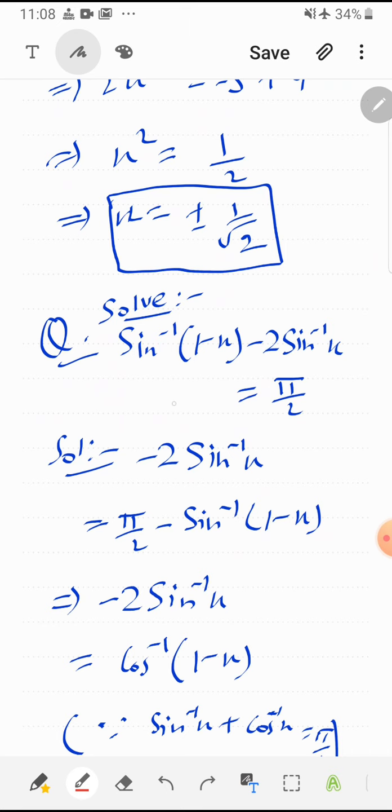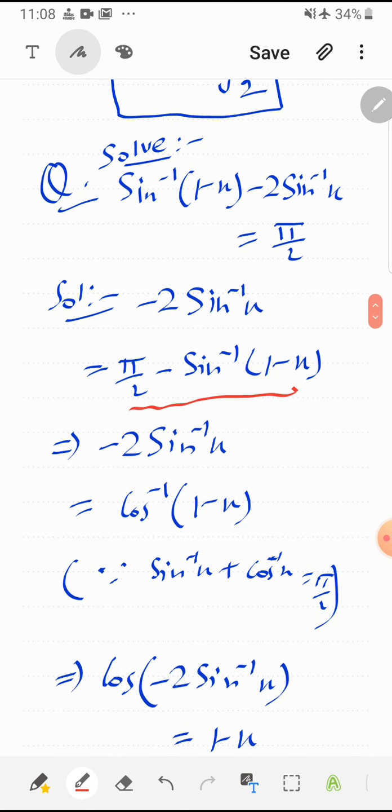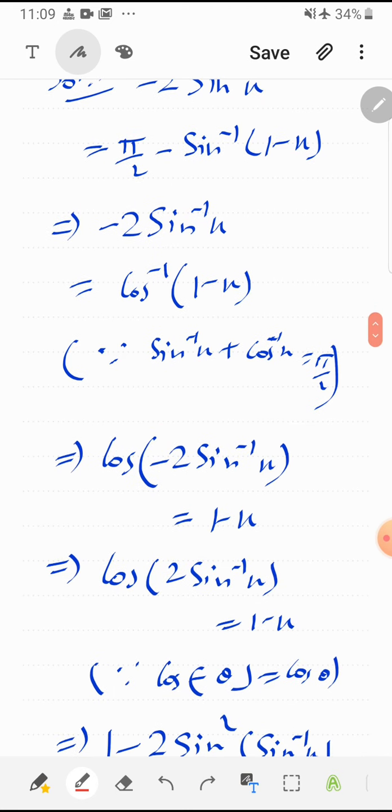Now the question is: solve sin inverse 1 minus x minus 2 sin inverse x is equal to pi by 2. So I am shifting sin inverse 1 minus x to the right hand side, so it becomes pi by 2 minus sin inverse 1 minus x, and it becomes cos inverse of 1 minus x, because pi by 2 minus sin inverse x is cos inverse x. Now applying cos on both sides, it becomes cos of minus 2 sin inverse x, and the right hand side is just 1 minus x due to cos inverse.